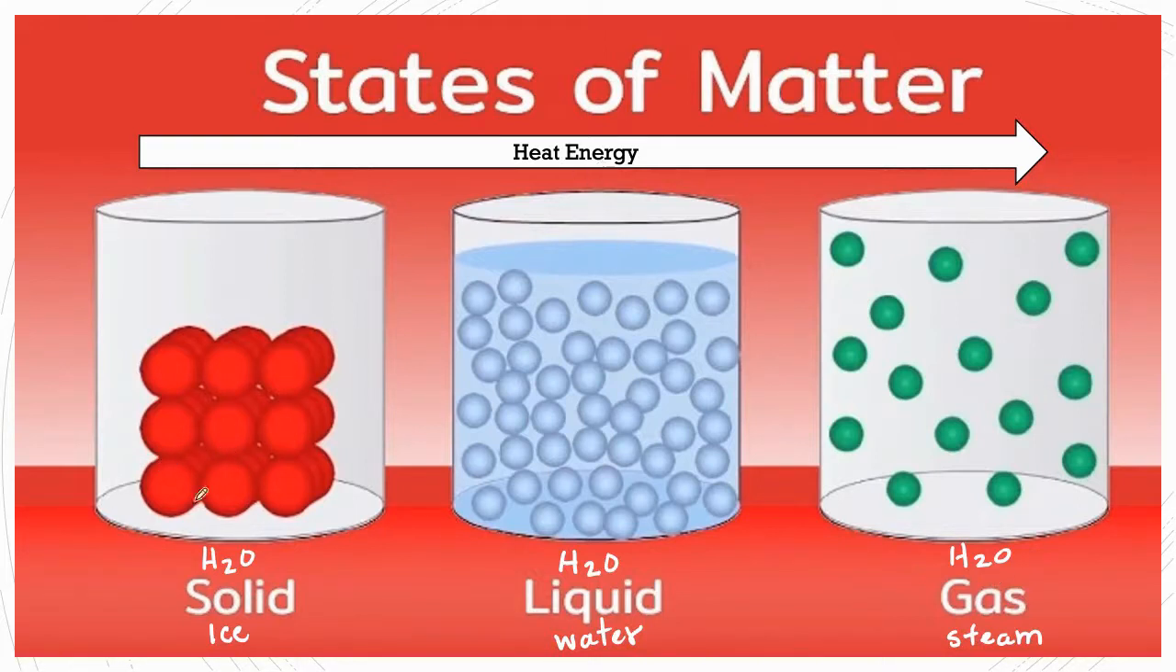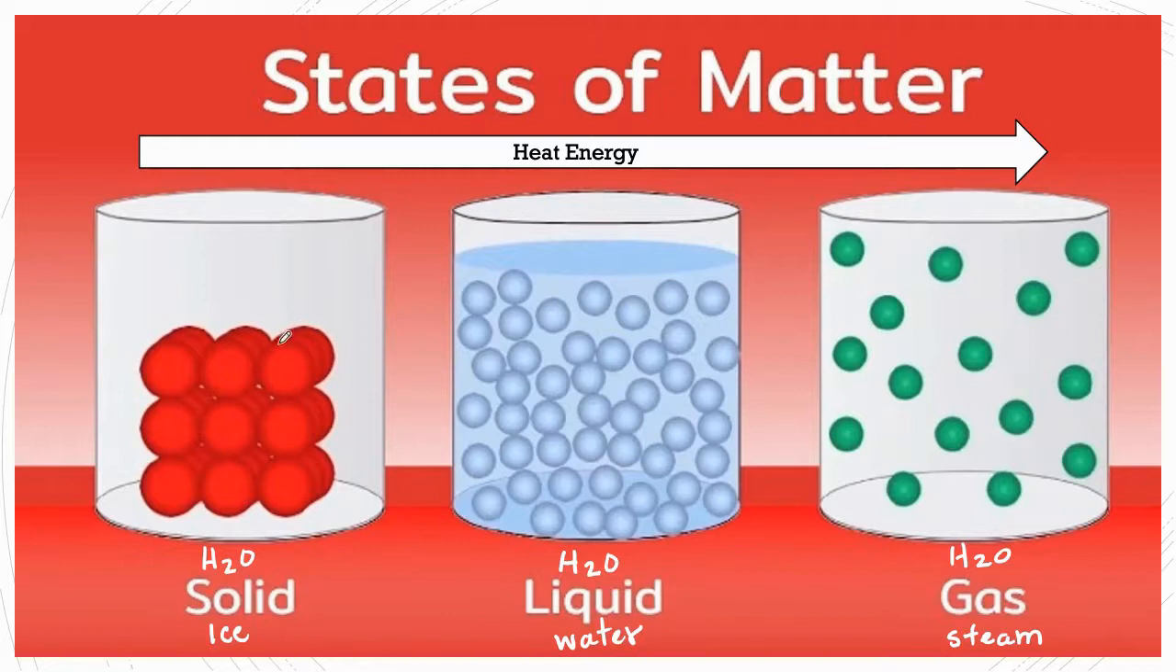Because what we can do is if we have solid ice, we can add heat to it and it becomes a liquid. And if we continue to add heat and bring it to a boiling point, then we get the gas form, right? So there are some things going on here, and I want to talk about those in terms of the particles in these substances.